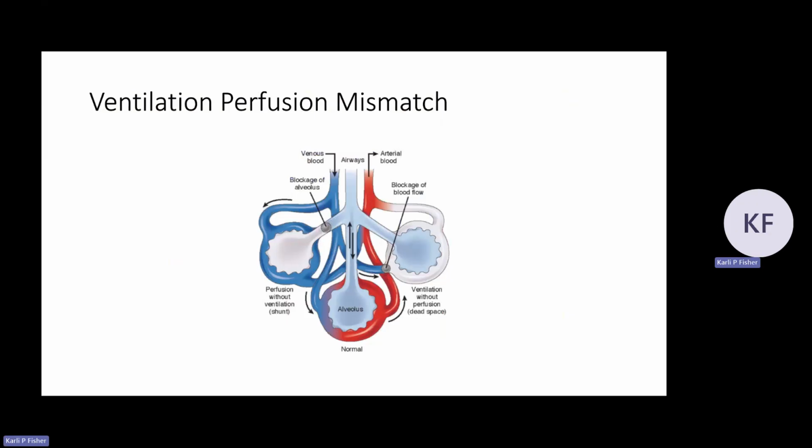Now, if we look at the other side, you've got ventilation without perfusion, which means that we're getting air in and out of those alveoli, those alveoli can move the air and our lungs can move the air in and out like they need to, but we're not getting perfusion, meaning we're not getting blood flow, correct?